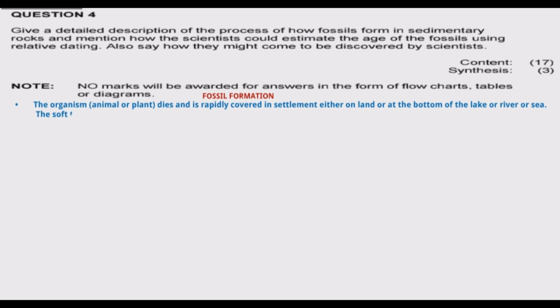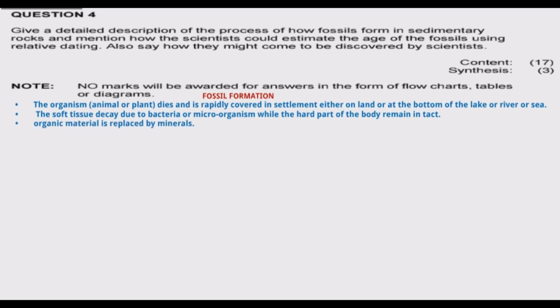The second one is the soft tissue decays due to bacteria or microorganisms while the hard part of the body remains intact. So the soft tissues of that animal will rot, then the hard part remains. Then organic material is replaced by minerals. Further layers of sediment cover the remains over many years, causing the layers to compact or compress.